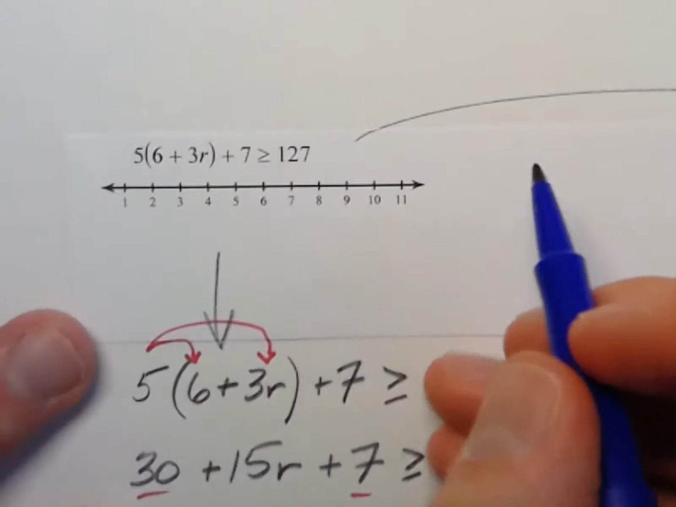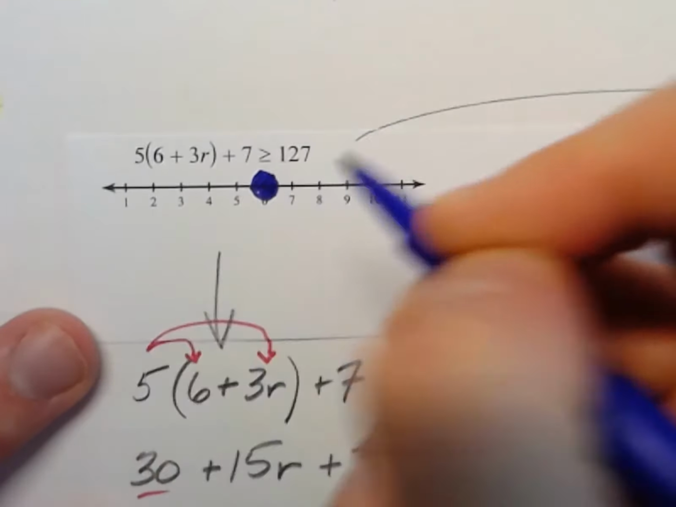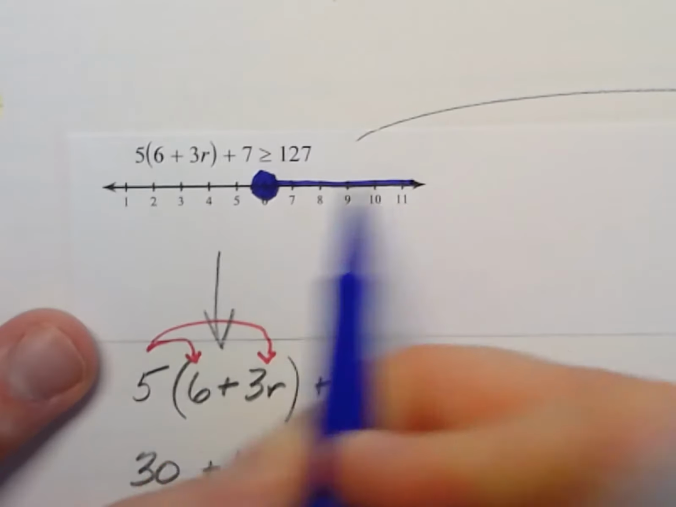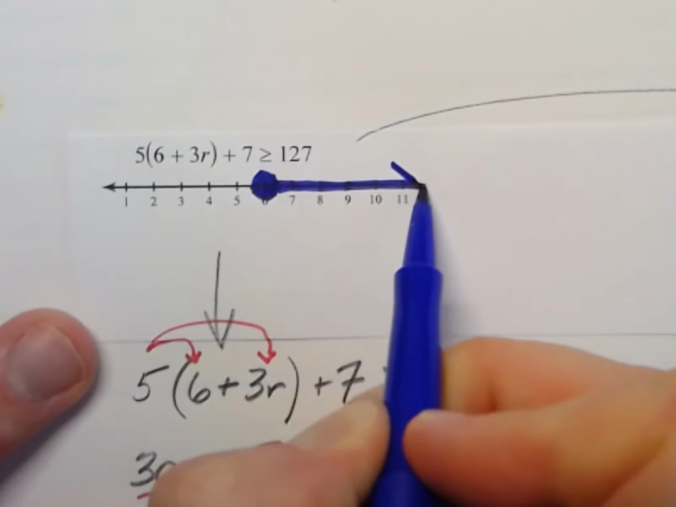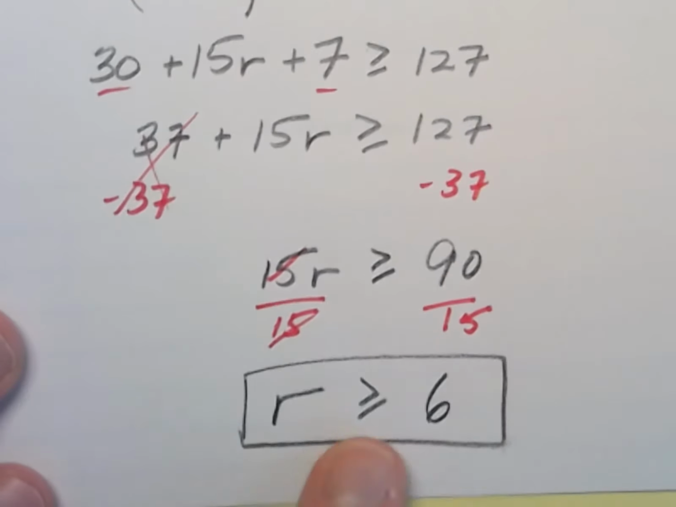So on our graph here, we find 6, and this time we're going to fill it in because it's also equal to. And it's greater than or equal to, so we're going this way, greater than 6. Okay, so there's our solution. Okay, R is greater than or equal to 6.